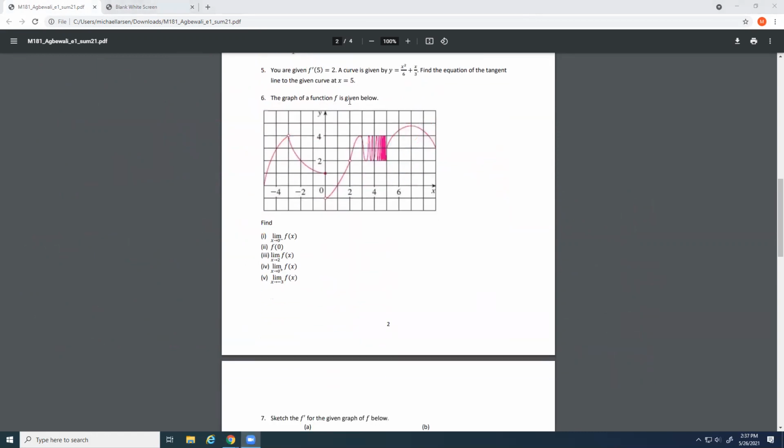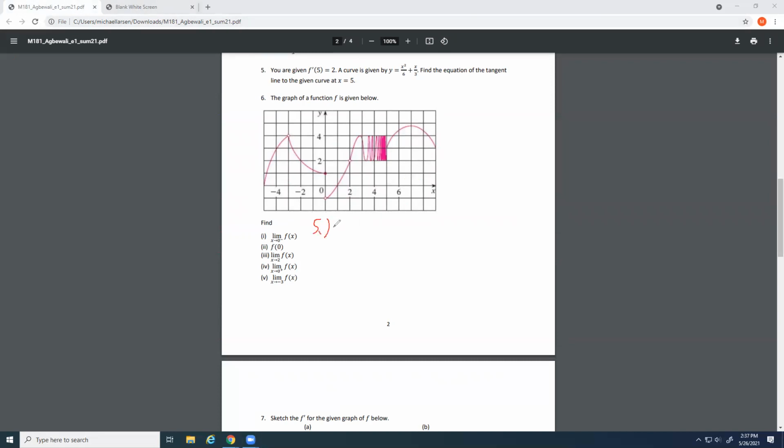All right, so that's 5 and 6, and then 7. It gives us the graph of some functions, and it wants us to sketch the derivatives. Can you please go over 5? Yeah, of course. Yeah, 5, please. All right. So let's look at 5. I think I might be able to fit 5 down here.